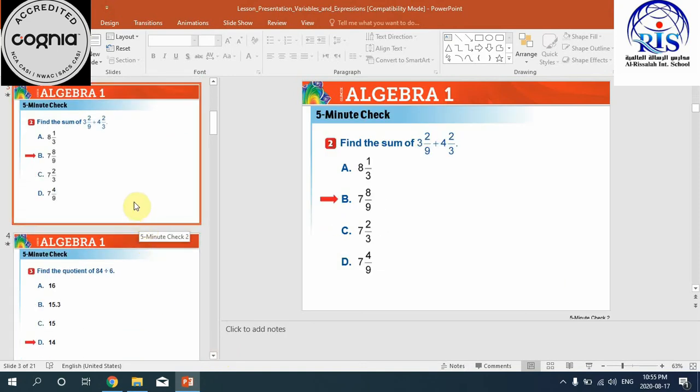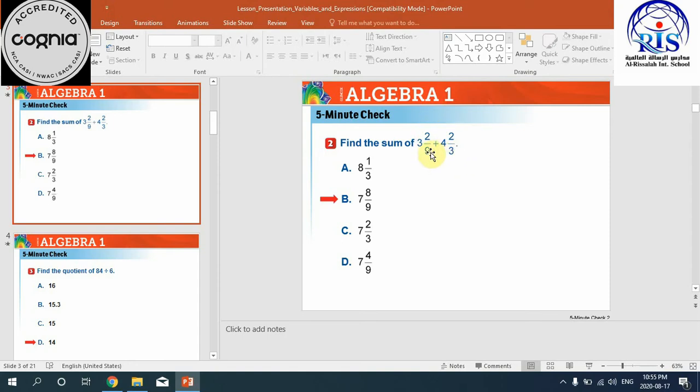Another example, here we are going to add mixed numbers. If you remember, a mixed number is a number and a fraction like this. 3 and 2 over 9 plus 4 and 2 over 3. These two numbers are called mixed numbers. How do we add them? First, we must make the denominators the same, like here. 2 over 9, 2 over 3.